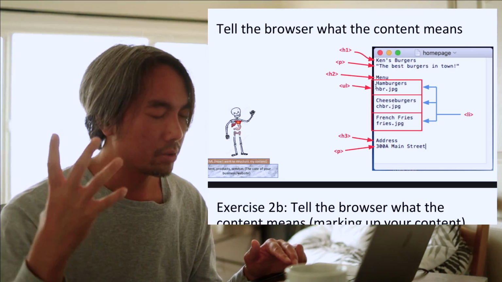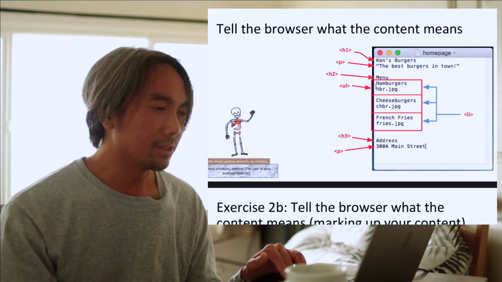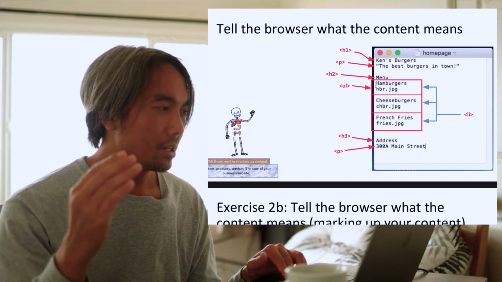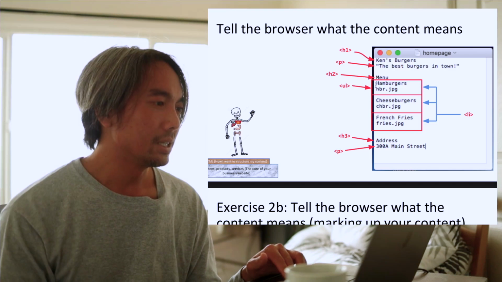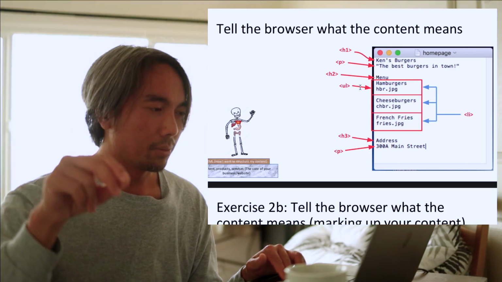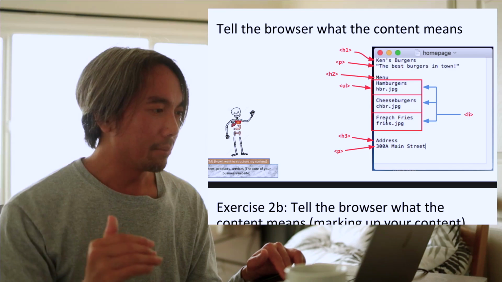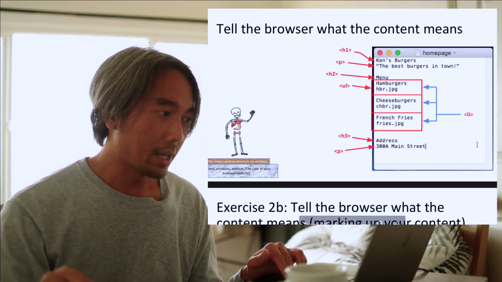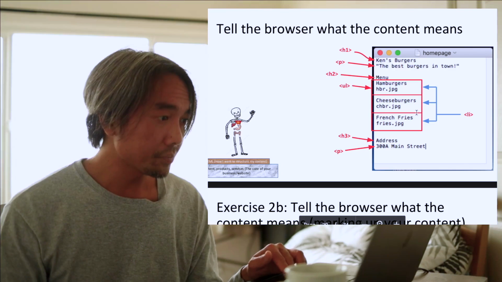Again, the browser is so stupid, it doesn't understand anything. So you've got to specifically tell it what every piece of content means. Okay, so we're going to mark this up with the UL, and then each item in there, we're going to mark up with the LI tag. LI stands for list item.